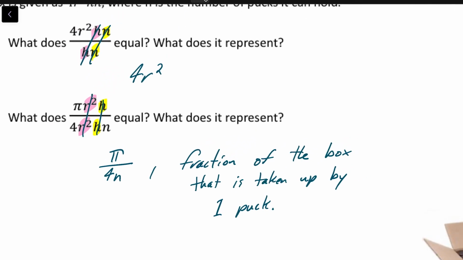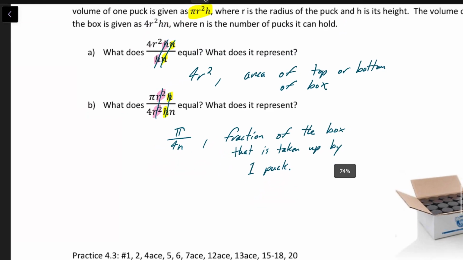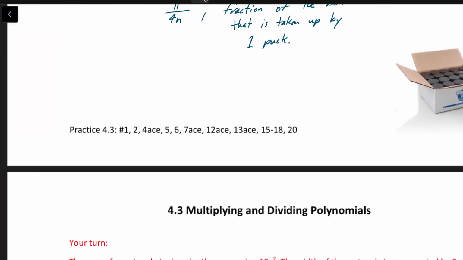Okay. The other one here, what does it represent to write out the answer, is the area of the top or bottom of the box. Okay, that's what it represents.